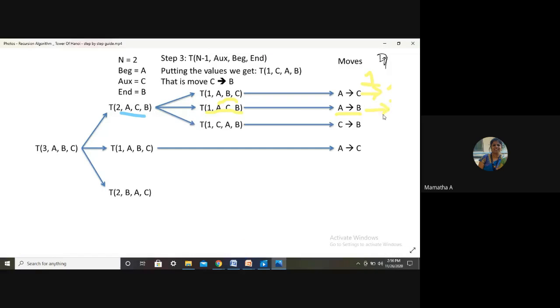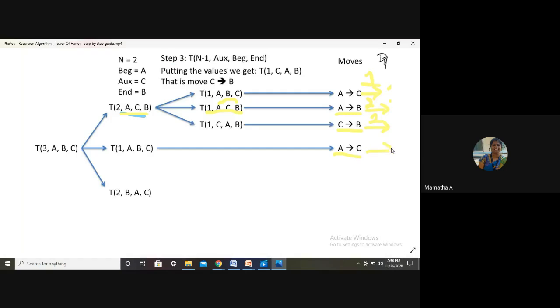In this case, which disk is moved from A to B? Disk 2. And in this case, the movement is from C to B. So which disk will be moved? 1. So observe now, this function moved two disks, which were on A, to B using C. Okay. Next is move from A to C.